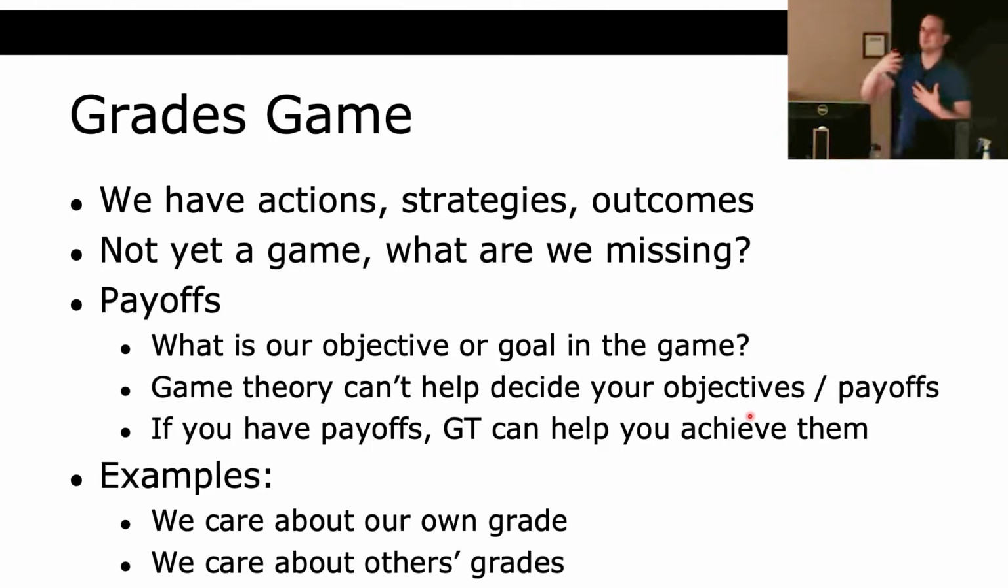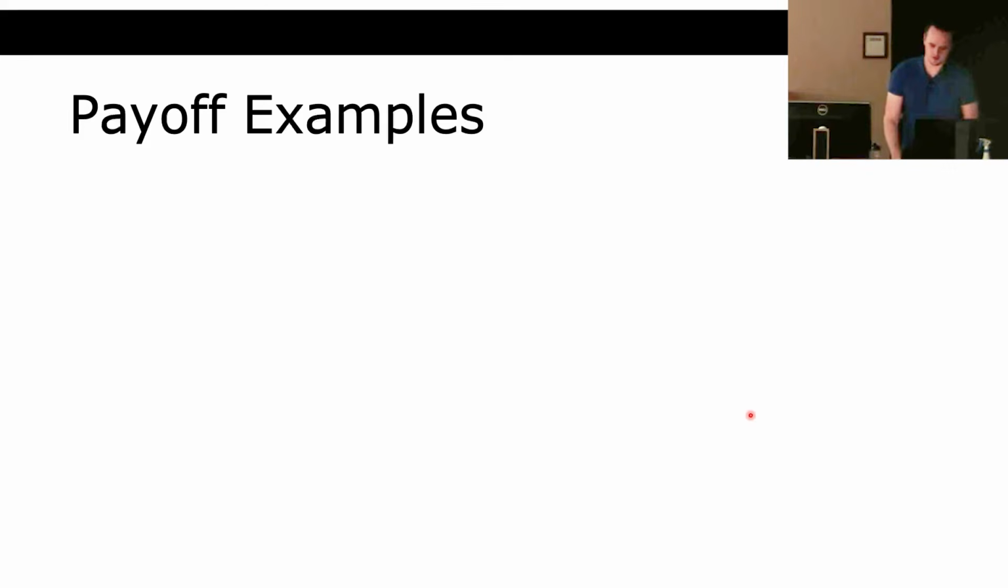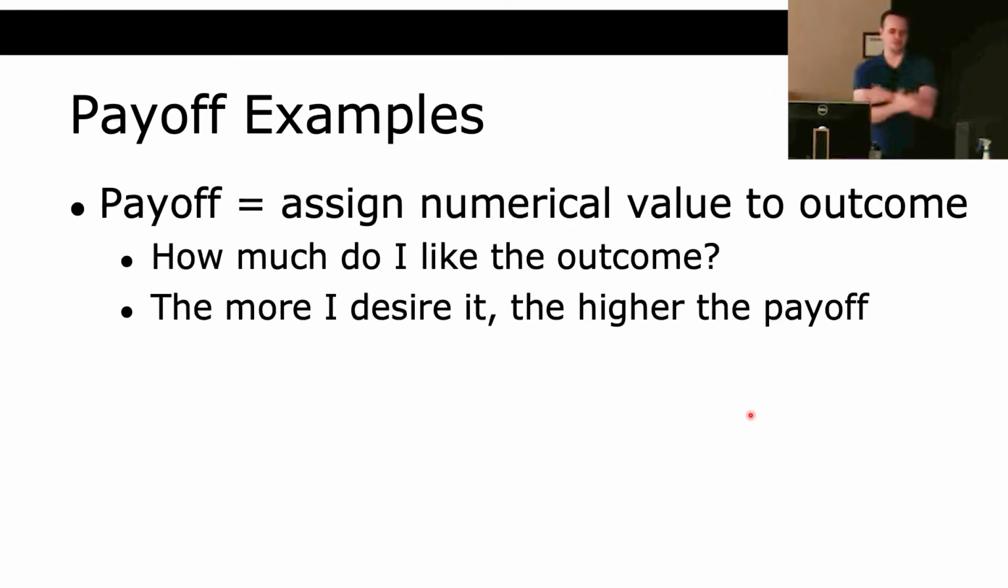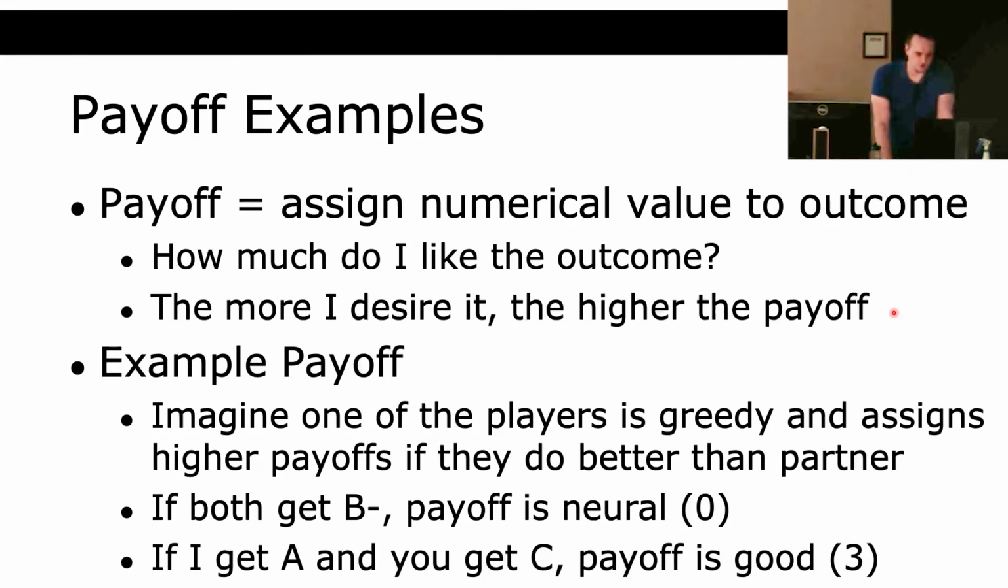Maybe someone else, maybe the person that got chosen was a family member or your friend in the class. And so you would also assign some value to the grade that they got, right? So here's an example. A payoff is assigning numerical value to some described outcome. So how much do I like the outcome? The more I desire that outcome, the higher the payoff, essentially. So for an example payoff, imagine one of the players is greedy and assigns higher payoffs if they do better than their partner.